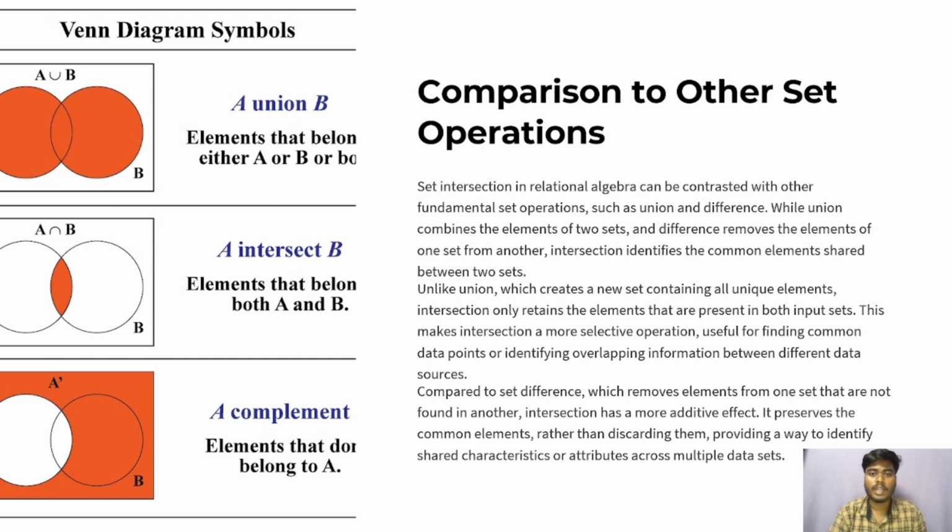Compared to set difference, which removes elements from one set that are found in another, intersection has a more additive effect. It preserves the common elements rather than discarding them, providing a way to identify shared characteristics or attributes among multiple datasets.